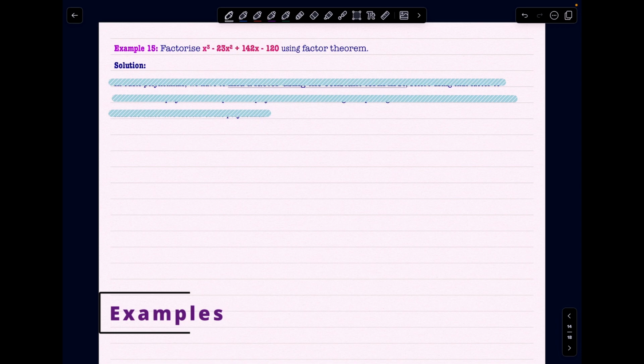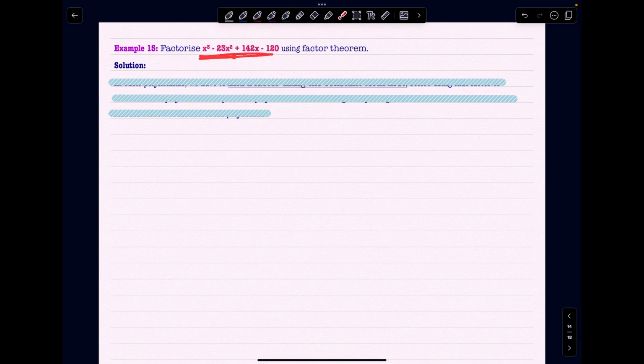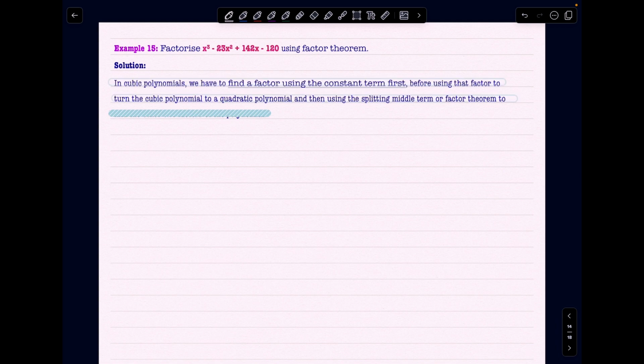Now, we looked into only quadratic polynomials till now. But here in the question it is given as factorize a cubic polynomial. So how are you going to do it? Okay, the first step: in cubic polynomials we have to find a factor using the constant term first, before using that factor to turn the cubic polynomial to a quadratic polynomial. And then using the splitting middle term or factor theorem to find the other two factors of the polynomial.